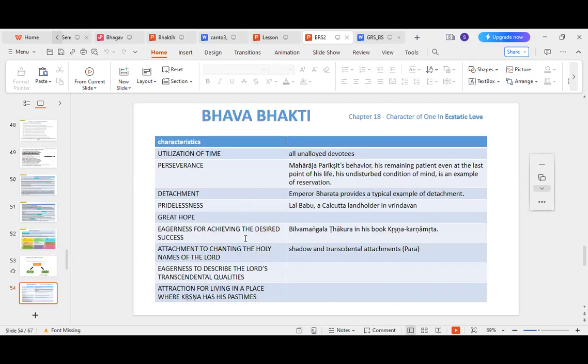So this is the one that we just saw. The English names are utilization of time, perseverance, detachment, pridelessness, hope. So these are the names, and there are some examples. For example, Bilvamangal Thakur mentioned it. Lala Babu, Prabhupada mentions, very nice.